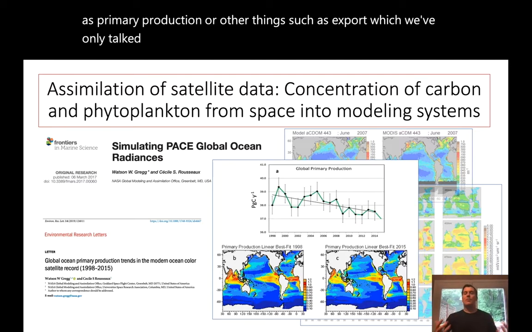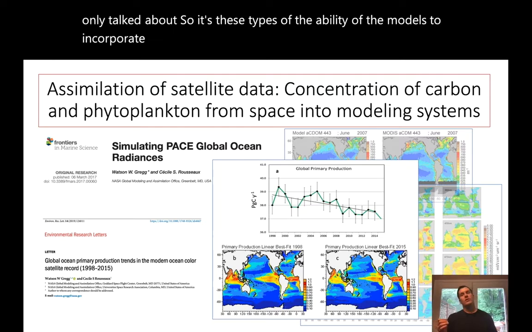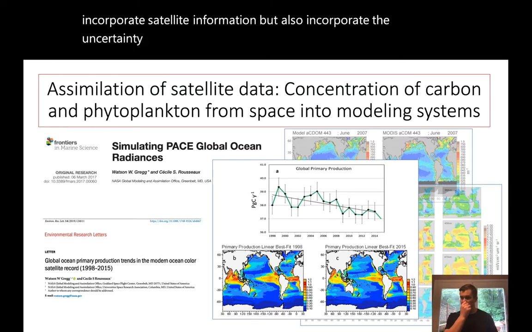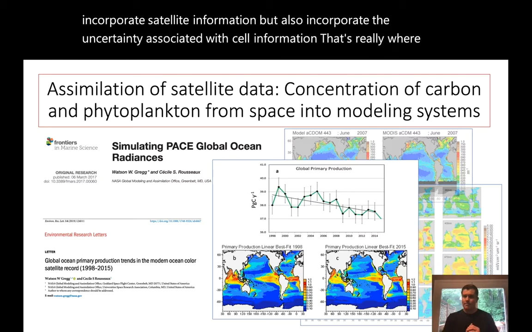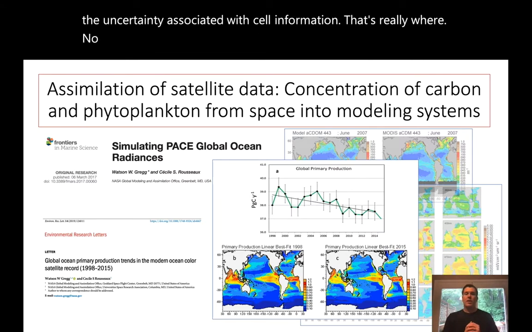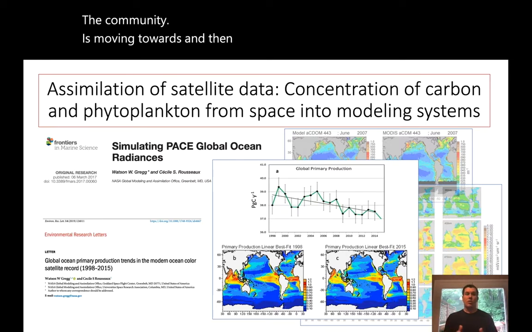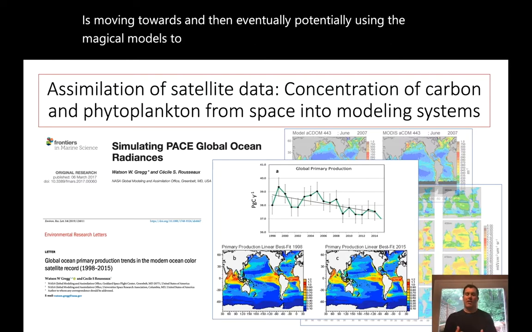So it's the ability of the models to incorporate satellite information, but also incorporate the uncertainty associated with satellite information. That's really where the community is moving towards, and then eventually potentially using the biogeochemical models to inform what these satellites are seeing from outer space.